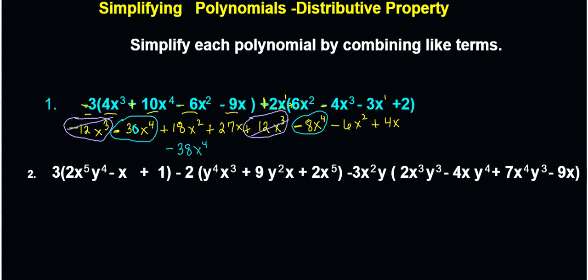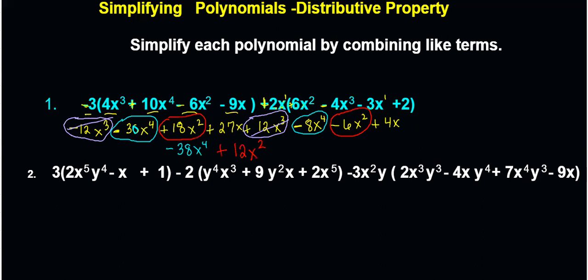Next, we did x to the 4th, we did x to the 3rd, now we're going to do x squared. We've got a positive 18x squareds, and we got a -6x squareds. 18 is bigger than 6, it's positive, so our answer is going to be positive. The signs are different, so subtract. 18 take away 6 is 12.